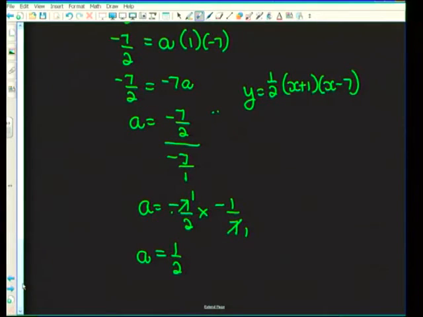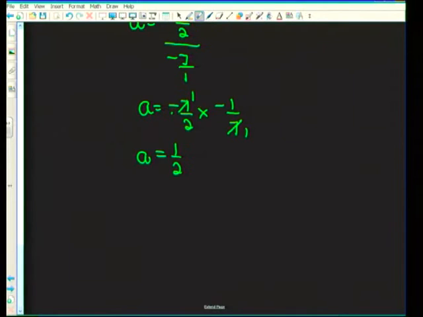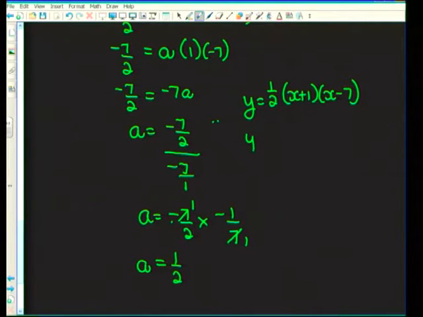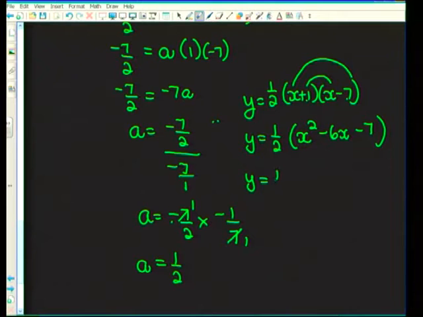Right, so here we have, let me not take it up too high. Let's times this out. So it's y equals a half. Multiplying this out, we're going to get x squared plus x minus 7x. So it's minus 6x. And that times that is going to be minus 7 over there. So y is equal to a half x squared minus 3x minus 7 over 2.